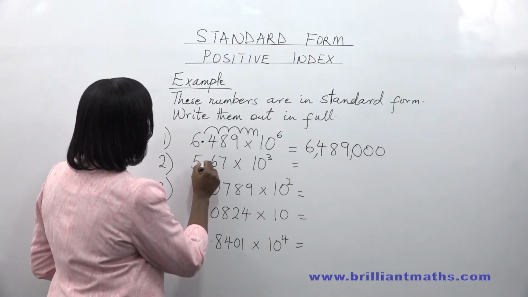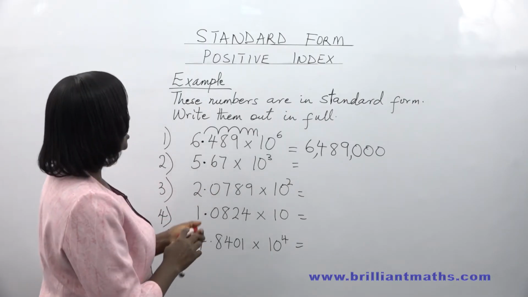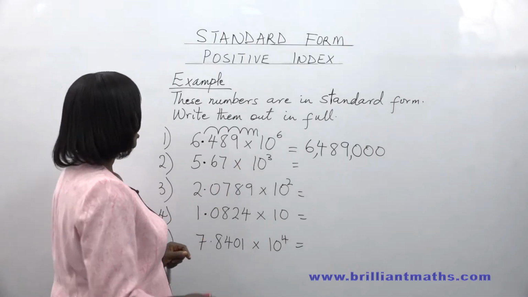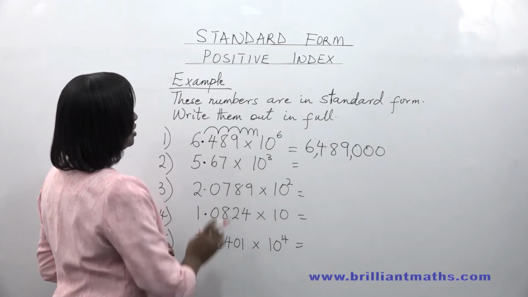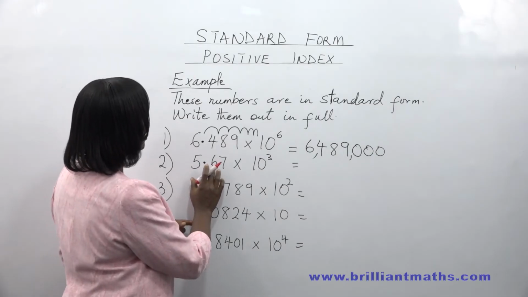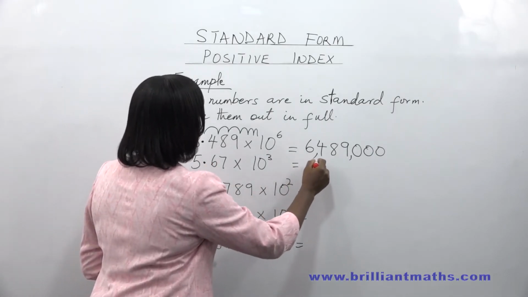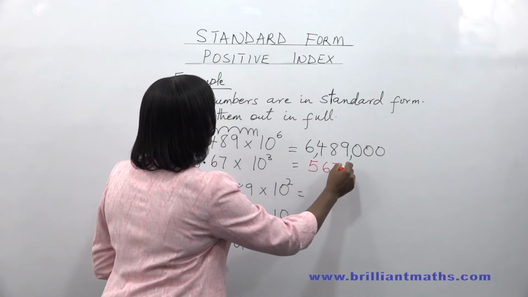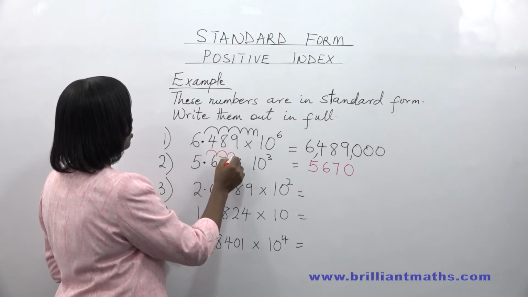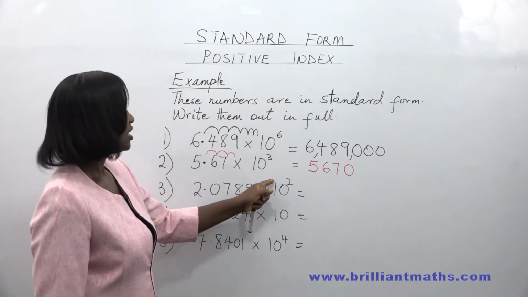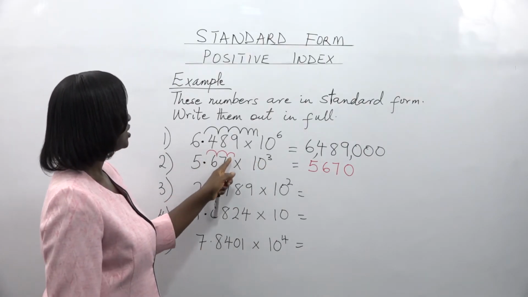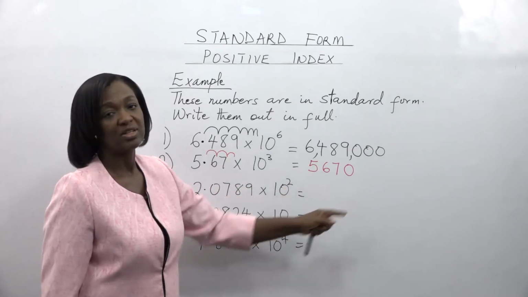Next we have 5.67 times 10 to the power 3. So we're multiplying this by 1,000. So if you multiply 5.67 by 1,000, you have 5670. If I do it the same way I did the first one, 1, 2, 3. I'm putting the loops to represent the power of 10. So power of 10 is 3. 1, 2, 3. So there's an empty loop there, and we'll replace that with a 0.